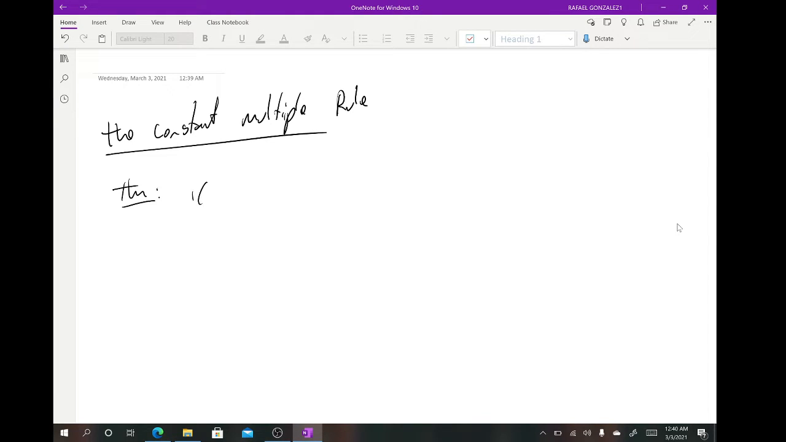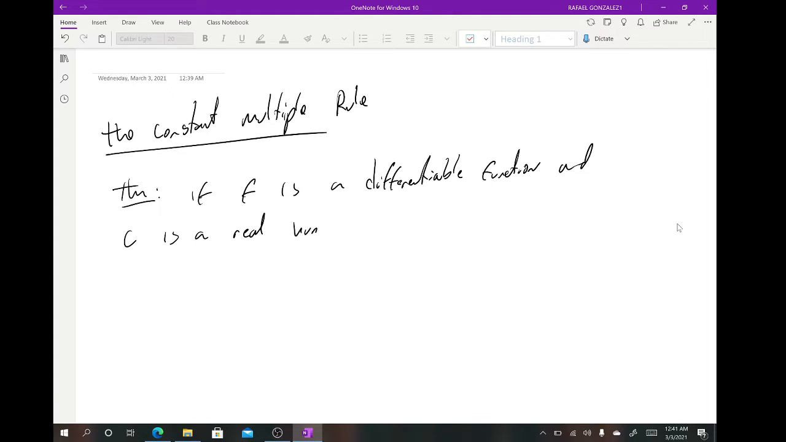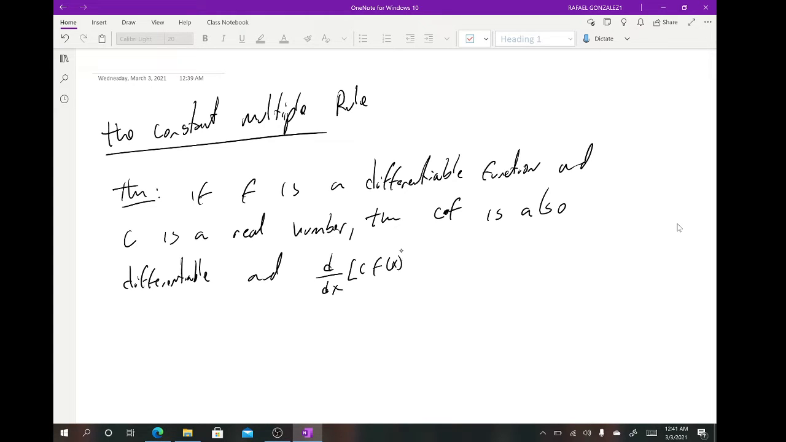The constant multiple rule says the following. If f is a differentiable function, and c is a constant, in fact a real number, then c times f is also differentiable, and the derivative with respect to x of c f of x is equal to c times f prime of x.